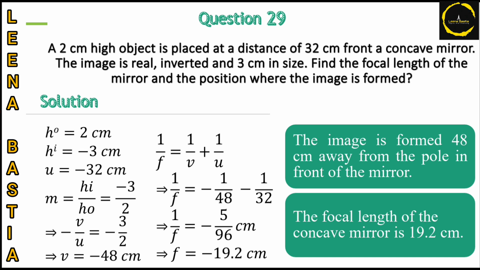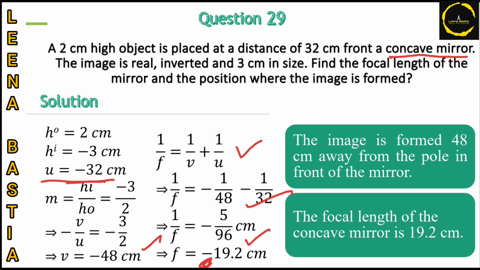So this is the mirror formula. In the mirror formula, we already got the value of u and v. Now substitute these values and you will get f as minus 19.2 centimeter. Means it is a concave mirror, isn't it? And in the question also we have a concave mirror. So that means you have proceeded with the correct process.